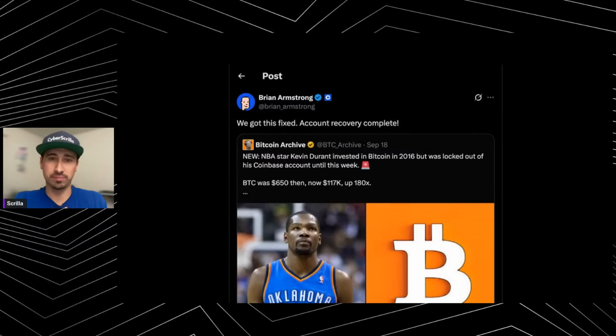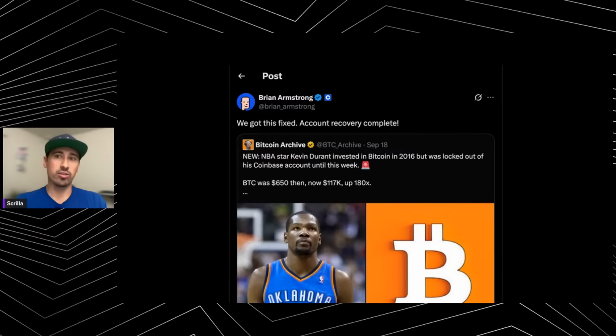Basically 10 years later. Fortunately for Kevin, Bitcoin has only gone up since 2016. Depending how much he bought, Bitcoin back then was $650. Now, it's near $117,000. So he basically did 180x because Coinbase had his crypto locked for so long. But yeah, that's another reason you don't want to keep crypto on exchanges.